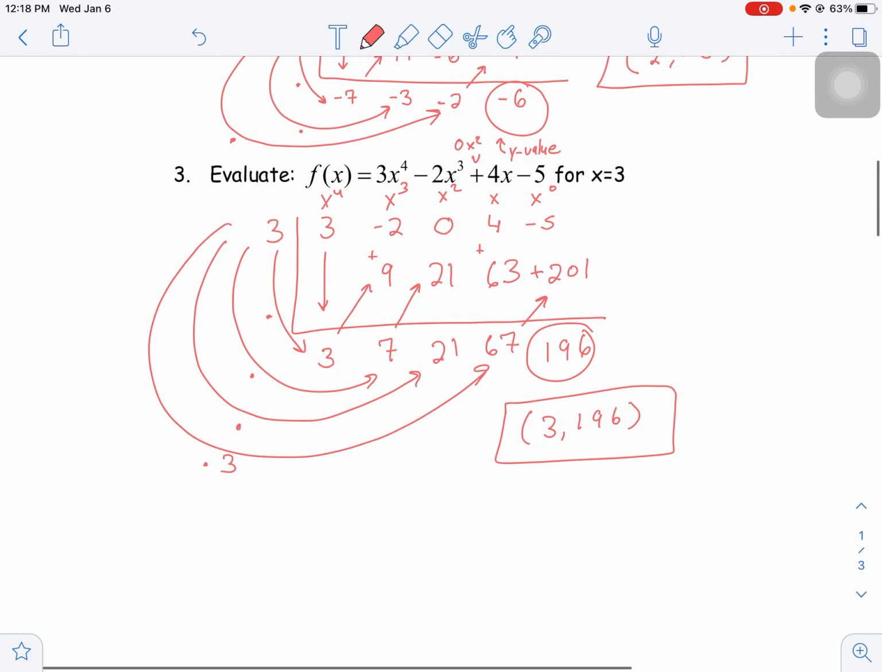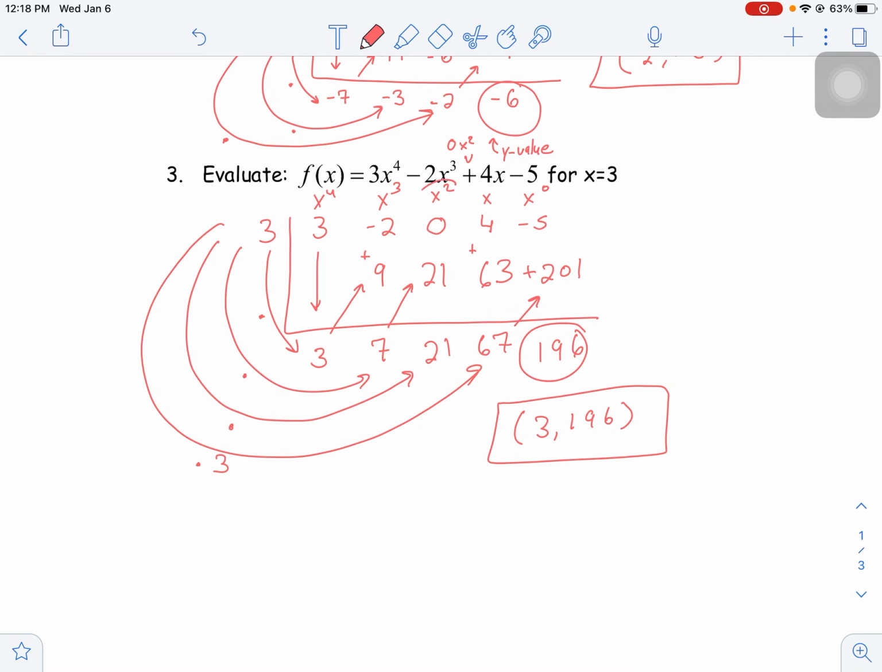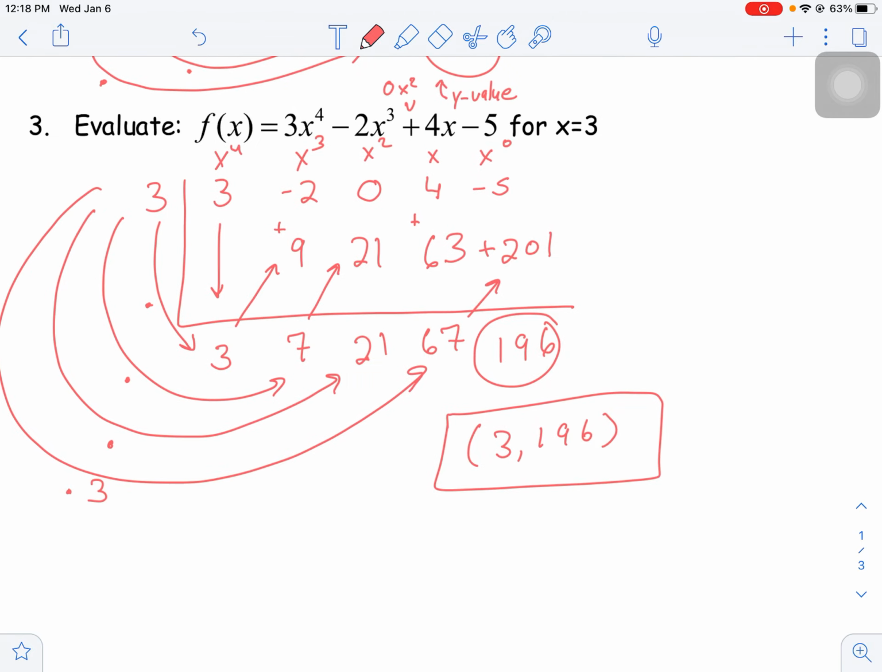All right, and that's how you're going to do synthetic substitution. The biggest thing is to remember you always have to put in the fillers. Okay, even if it's not there, you still need to put in 0.